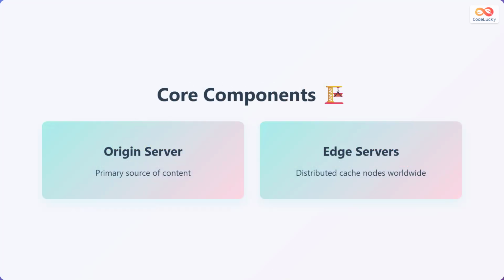Let's break down the key components of a CDN. First, we have the origin server. This is the primary source of your content, where all the original files are stored. Then, there are the edge servers. These are distributed cache nodes strategically located worldwide to deliver content to users closer to their geographic location.